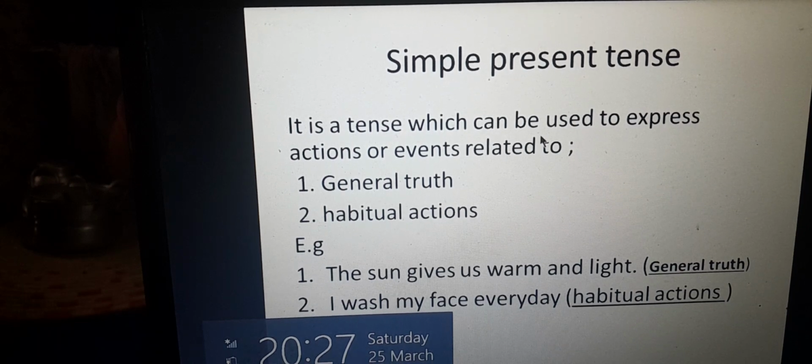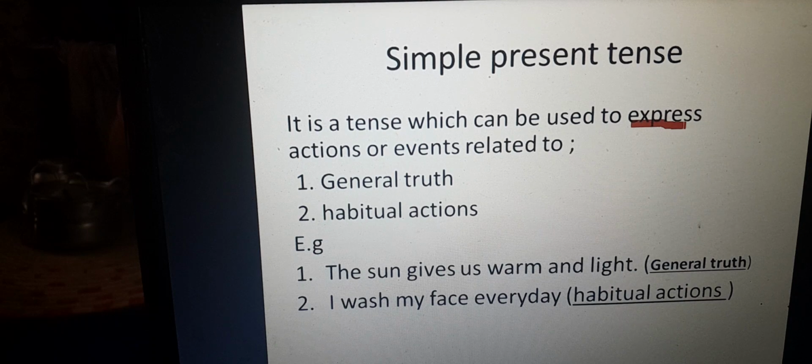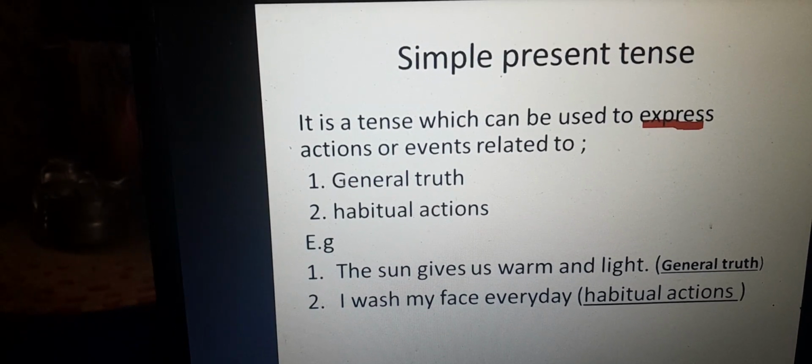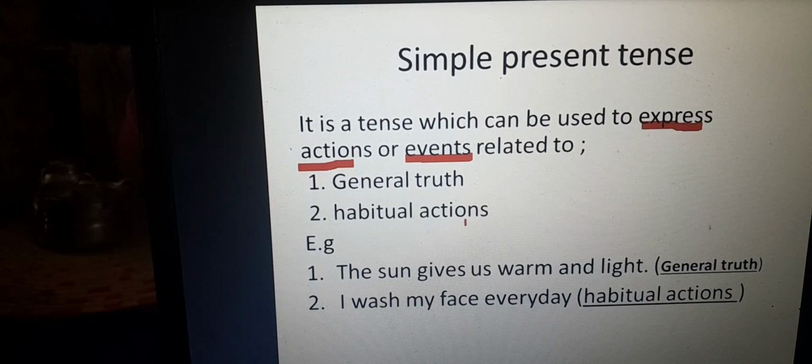Simple present tense. As you can see, it is a tense which can be used to express actions and events related to general truths and habitual actions. There are a lot of general truth ideas that can be expressed by using this simple present tense.